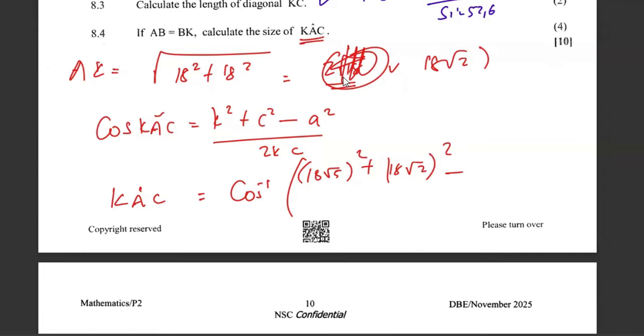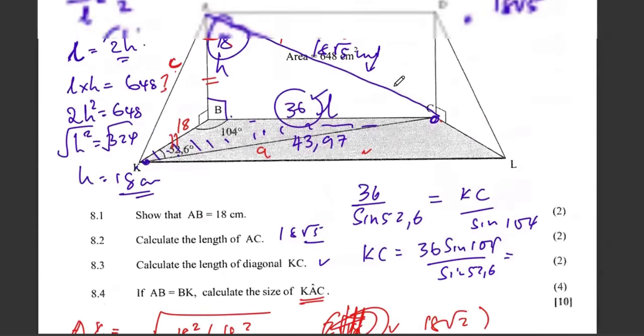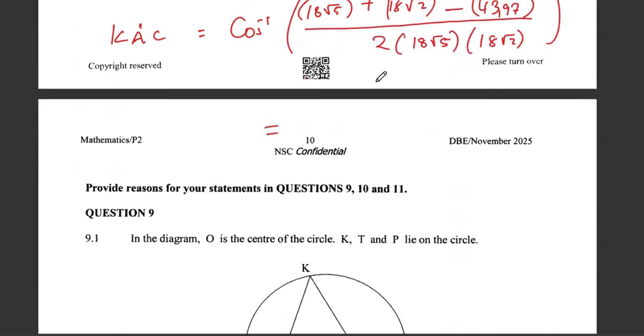squared. And then we are dividing this by 2 times the 18 root 5 multiplied by the 18 square root of 2. When I punch this into my calculator, I'm getting a funny angle, which is 80.60. So you can verify with me, but that's what I'm getting.